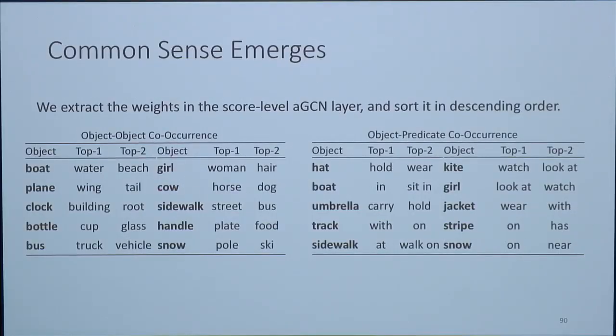And if there is a plane in the image, then it is very likely that a wing and a tail are detected as well. So similarly, we can learn some kind of object-predicate co-occurrence. This is predicate and object, which means we can learn hold hat, wear hat, in boat, sit in boat, carry umbrella, hold umbrella. This kind of co-occurrence can also be learned between the object and the predicate.